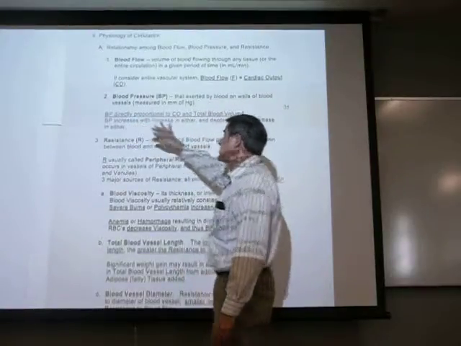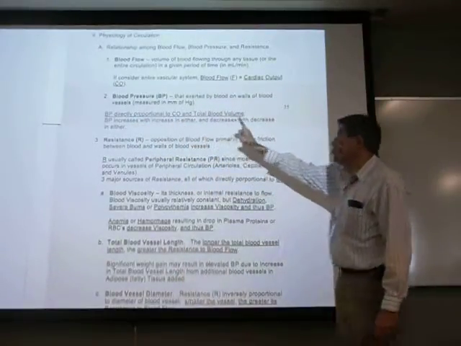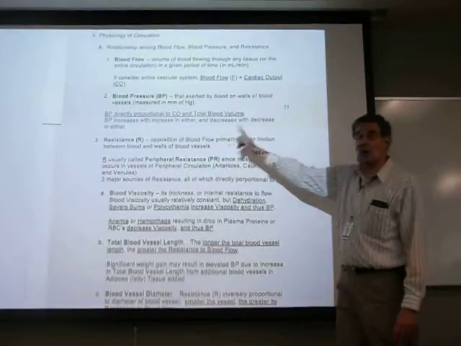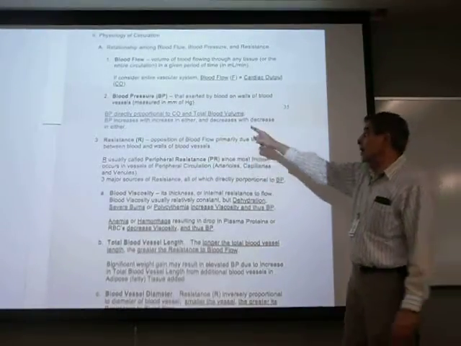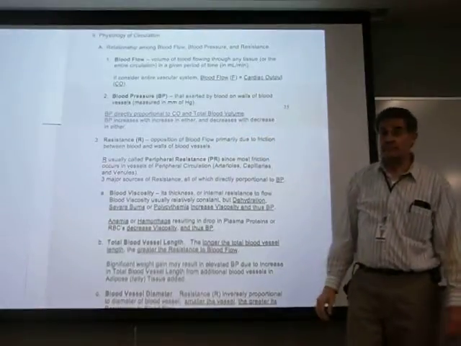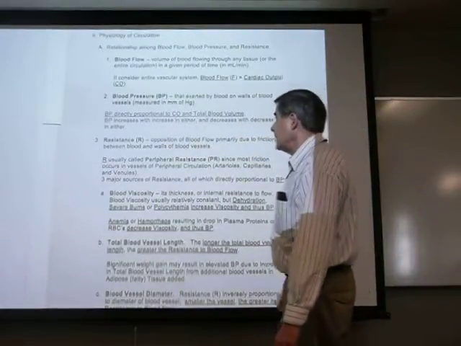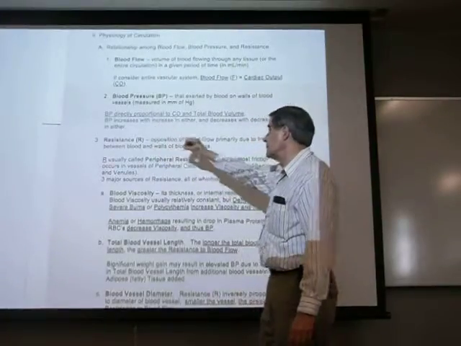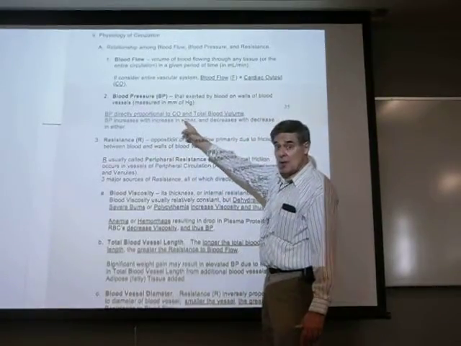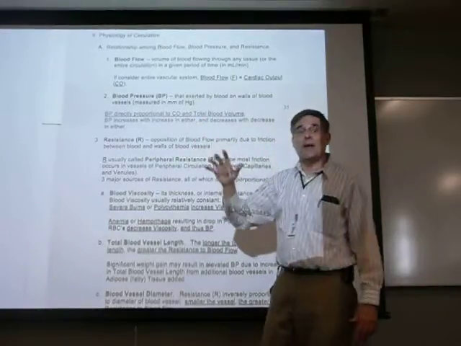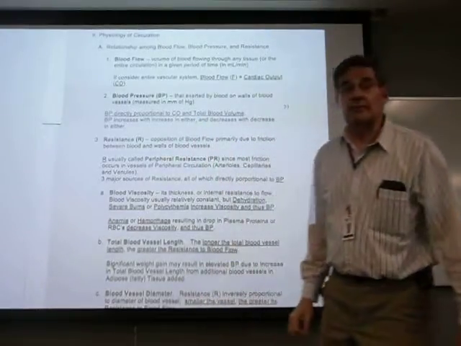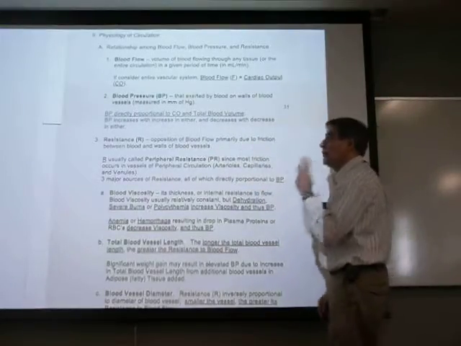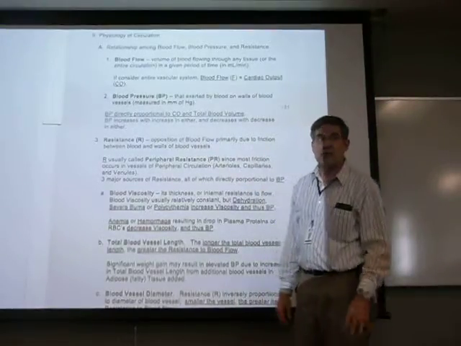Blood pressure, notice, is directly proportional to cardiac output, which we've already talked about, which is heart rate times stroke volume, and also total blood volume. With an increase in either the cardiac output or total blood volume, you're going to get a corresponding increase in blood pressure. And a decrease in either, a decrease in the blood pressure. Okay, so they're directly correlated.